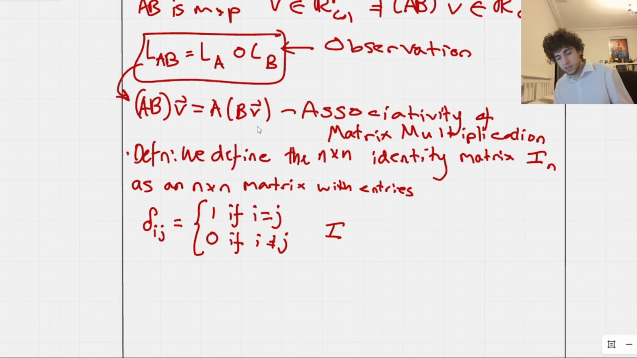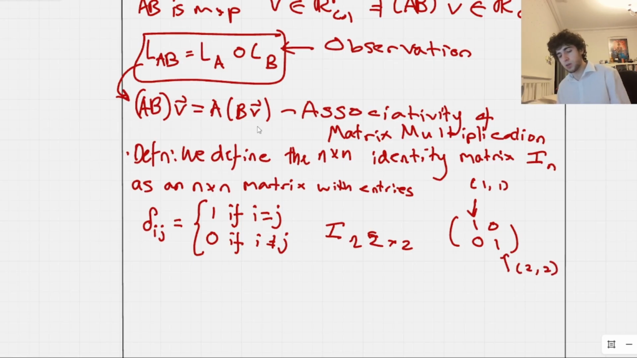Just very quickly, if I take I2, which is going to be a 2 by 2 identity matrix, then effectively it's going to look like this: 1, 0, 0, 1. So this component here is the ijth component where i is equal to 1 and j is equal to 1. And this is the ijth component where i is equal to 2 and j is equal to 2. This is going to be 1, 2. This is going to be 2, 1. And you can see, when these numbers, i and j, are equal to each other, then you have a 1.